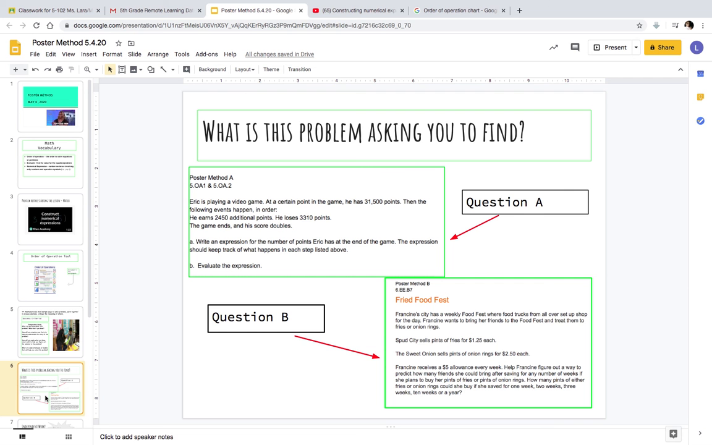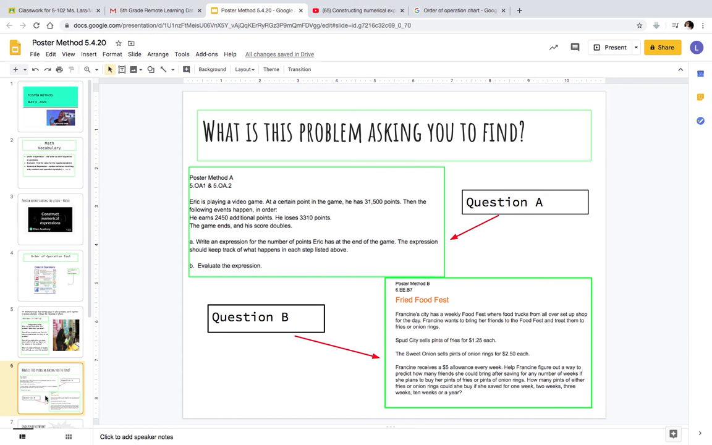So here are the problems that you will see today. We gave two questions, two different order of operation word problems. There's question A and question B. Your teacher will assign the question that you will be answering. For today, there is a 5th grade level and a 6th grade level order of operation question.